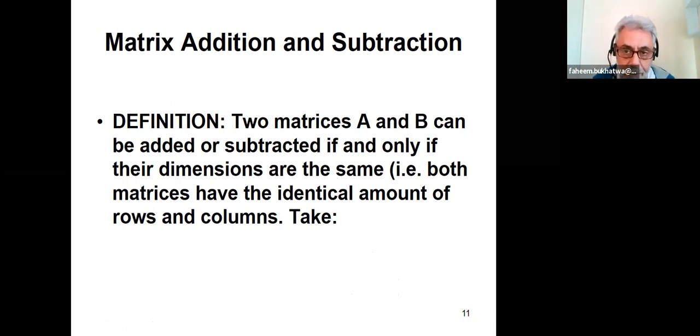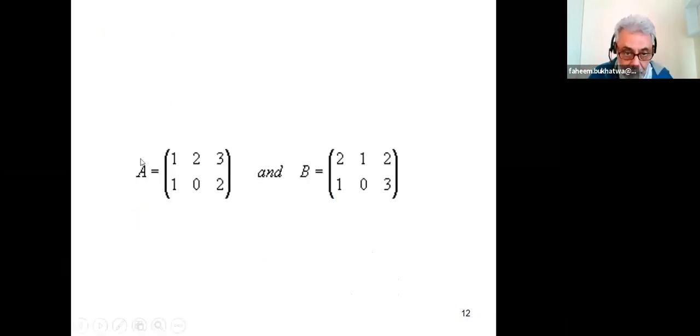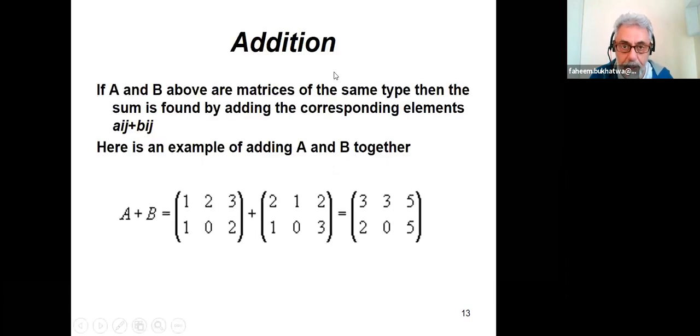Matrix additions and subtractions. Two matrices A and B can be added or subtracted only if they have exactly the same dimensions. You can only subtract or add those two matrices because they have the same number of rows and the same number of columns. If they have different rows and columns, you cannot add them or subtract them directly. The result will also have the same rows and columns if you're adding or subtracting any two matrices.